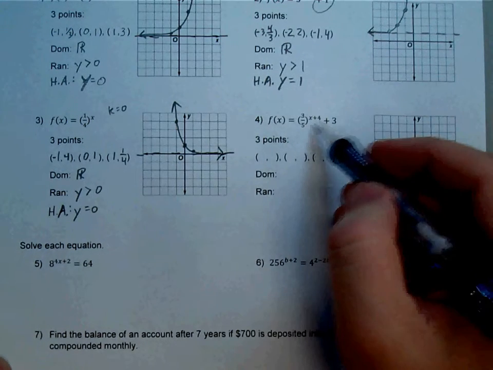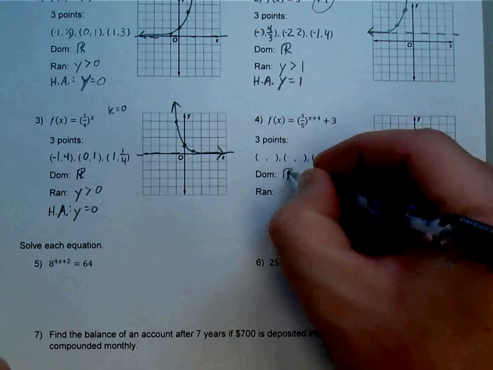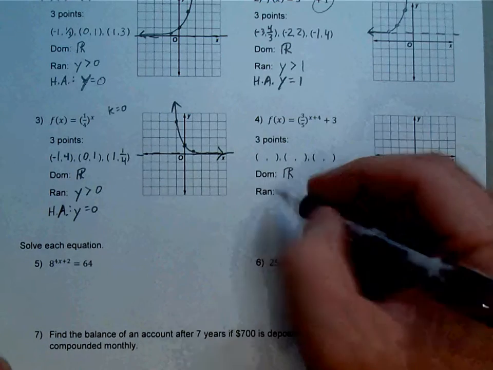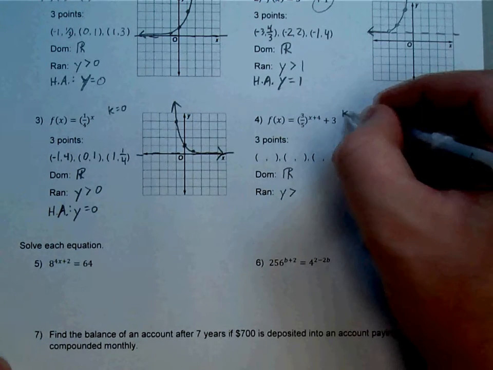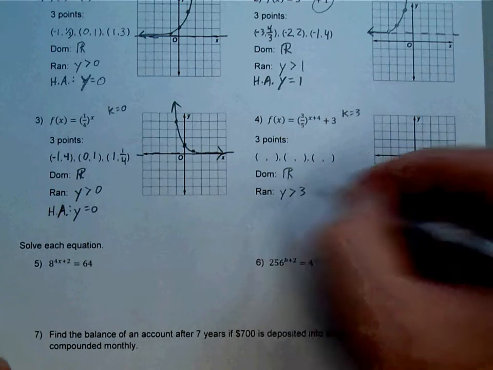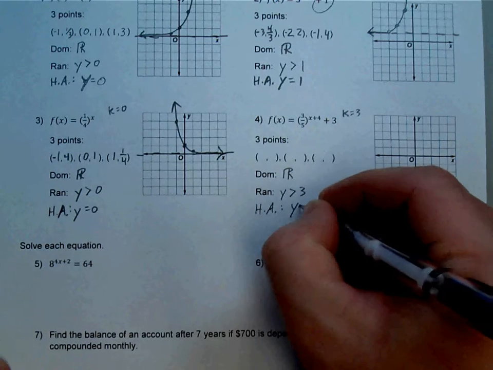Number 4, this time I've got an h value in there, so I may use my graphing calculator again. I already know the domain's going to be all reals. Range is going to be y is greater than my k. My k value is this +3. And so my horizontal asymptote is going to be y equals 3.